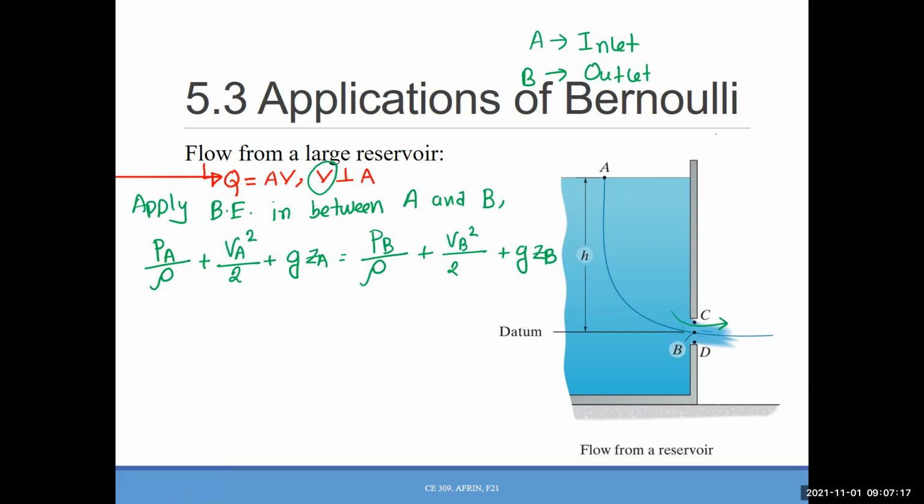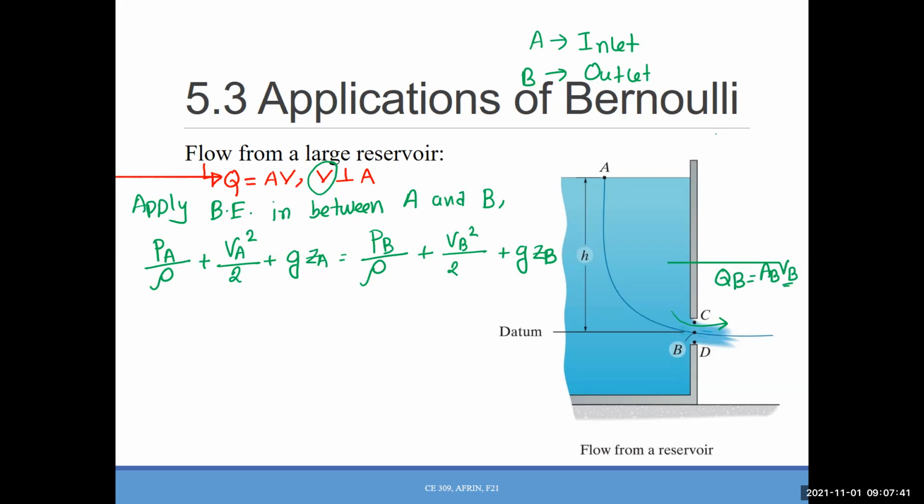Now, since we need to find the flow from the reservoir, there is no flow at A, so there is no point to calculate anything on A. So we need to calculate actually QB. So AB, VB, that's what we need to calculate, right? So we will try to calculate the VB.